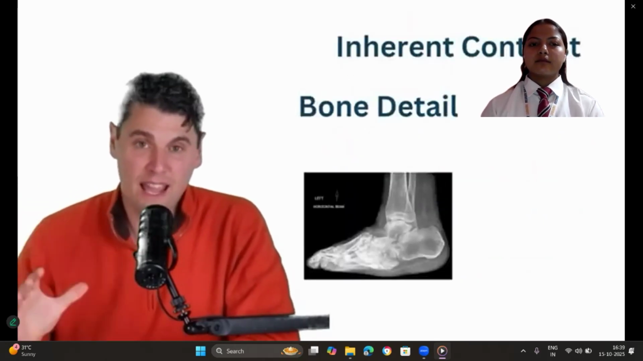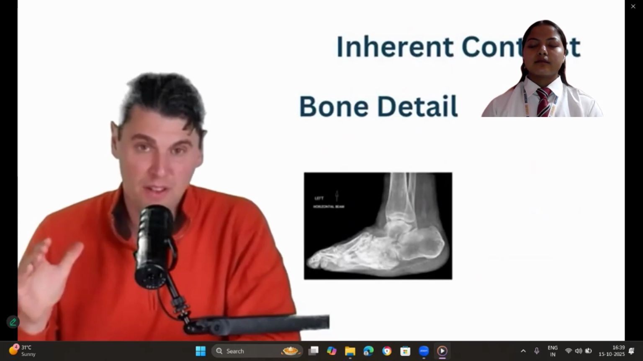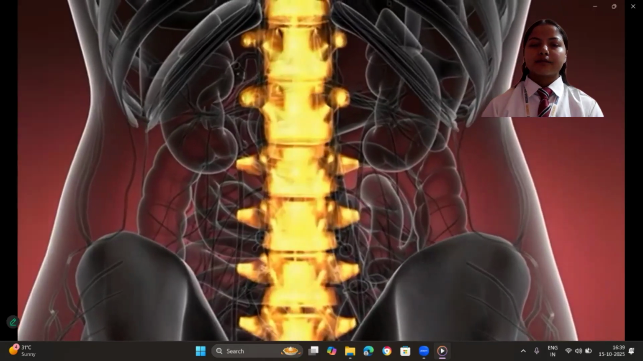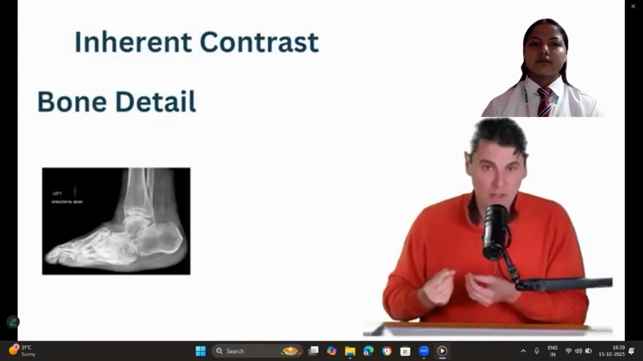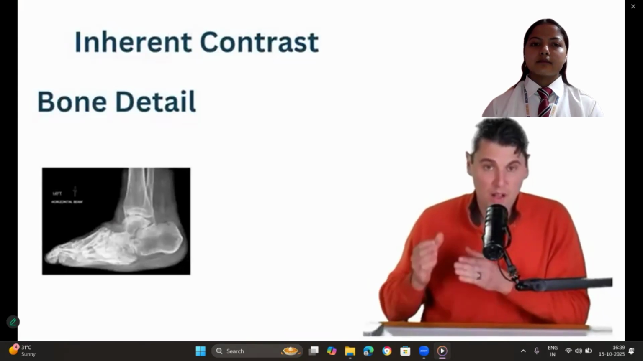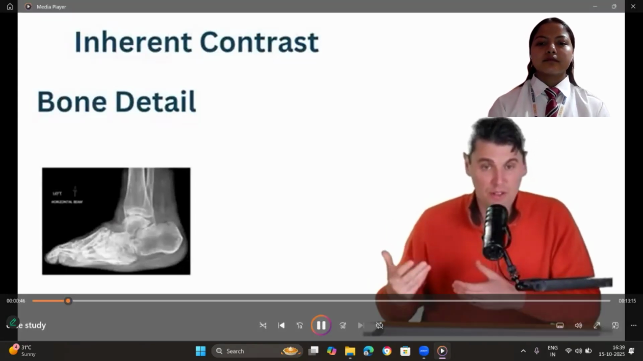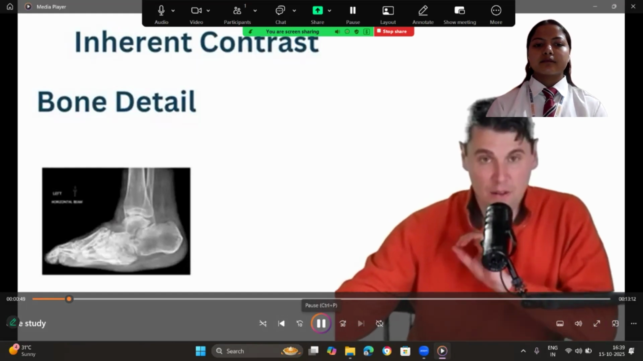And there is inherent contrast in your X-ray images, especially in bony anatomy. You can really see the contrast very well. You can see high resolution structures very well in the bony anatomy.